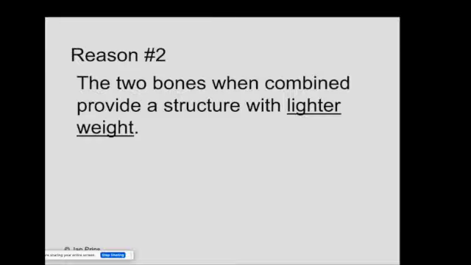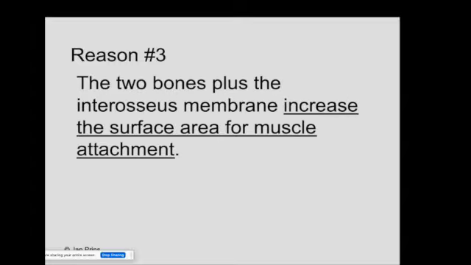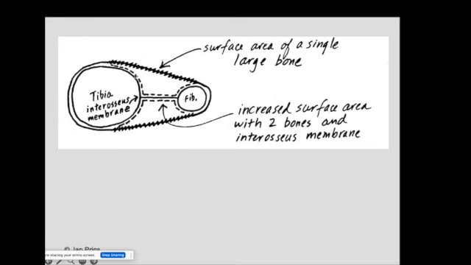Second reason, lighter. Two shafts are lighter than one huge big bone. Reason three, two bones plus the interosseous membrane increase the surface area for muscle attachment. If you have a single large bone, what they've drawn in here, but when you have two bones and the interosseous membrane, there's more surface area for muscle attachment. Those are the three reasons.